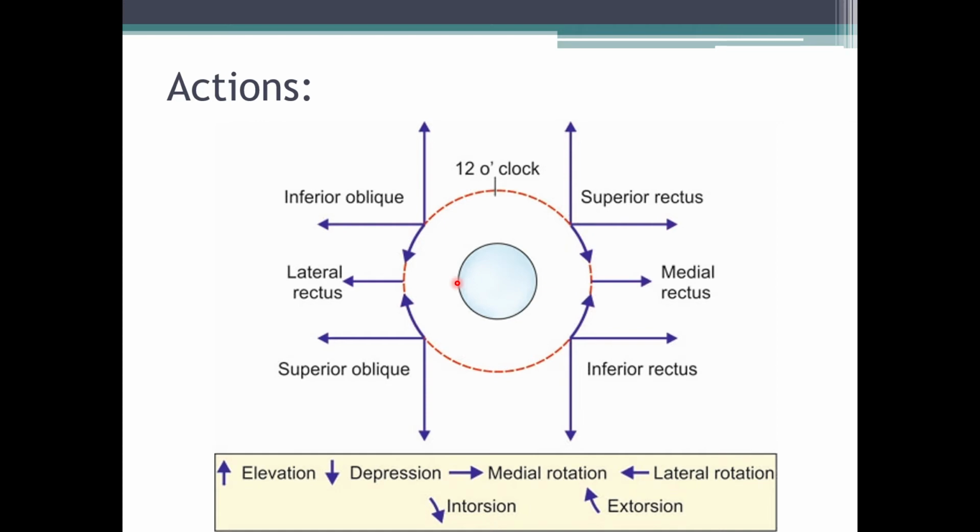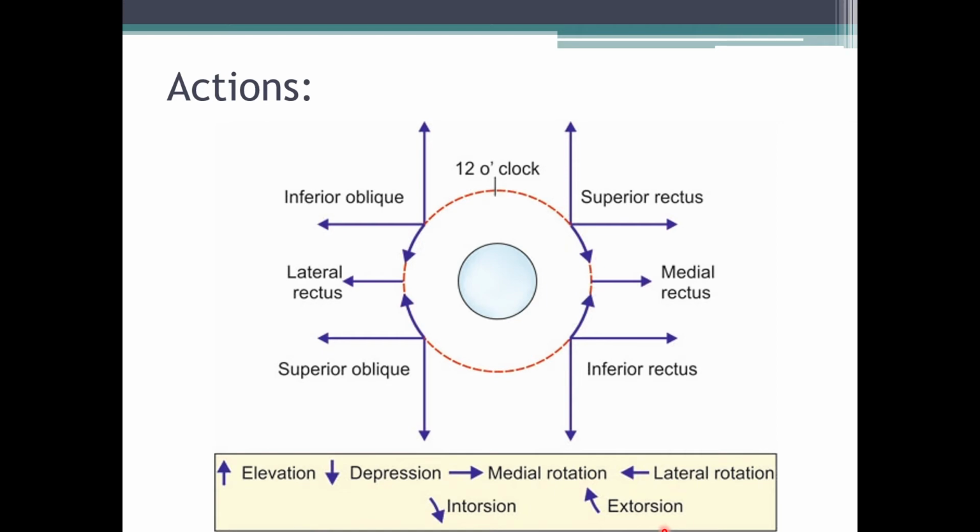And there is another action of the eyeball, that is intorsion and extorsion. The intorsion and extorsion are defined in terms of the direction of the movement of the upper margin of the pupil. So see, this is the pupil. The upper margin of the pupil is at the 12 o'clock position. If the pupil is going inside, that is on the medial side, then it is known as intorsion. And if it is going outside, then it is known as what? It is extorsion. Okay, so there are these 6 movements of the eyeball.